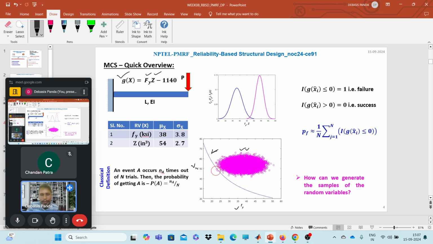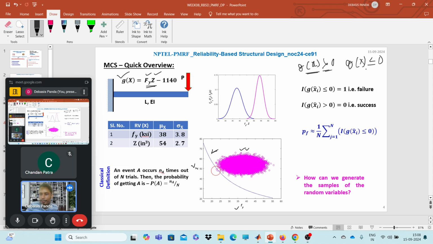Now with that random sample, what do we do? We check our gx, how many times the gx is greater than or equal to 0. That means for every set we will have one fy and one z. So put these values in the limit state function and check how many times the limit state function is greater than 0 and how many times it is less than or equal to 0.